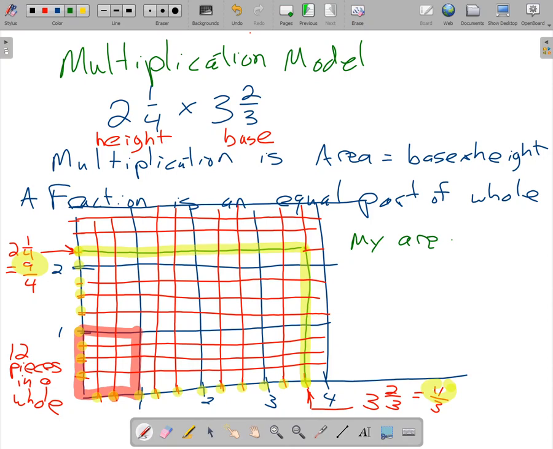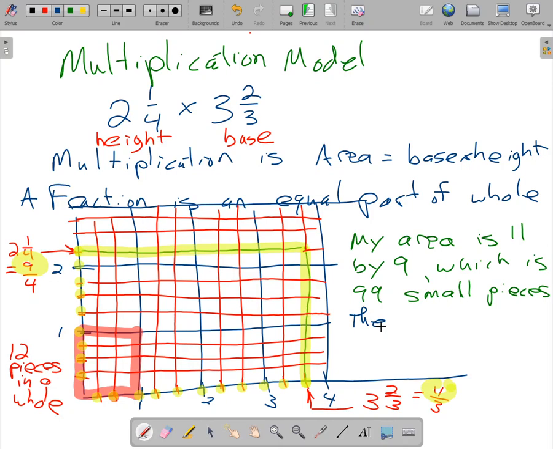My area is 11 by 9, which is 99 small pieces. Oops, extra letter in there. So then I could just go right away and say the area is 99 out of what? 12. So there's one answer right away.